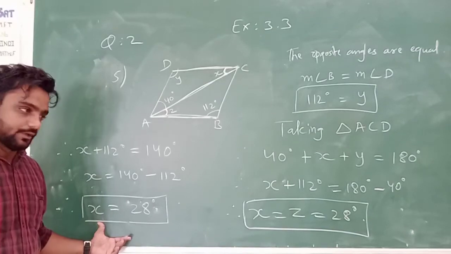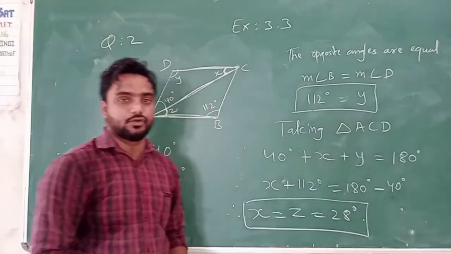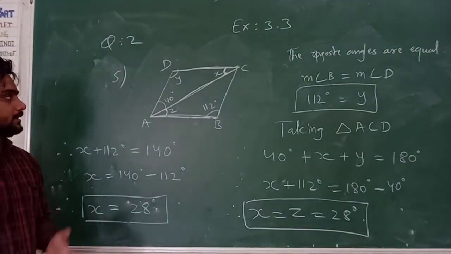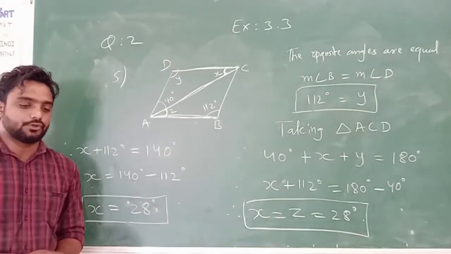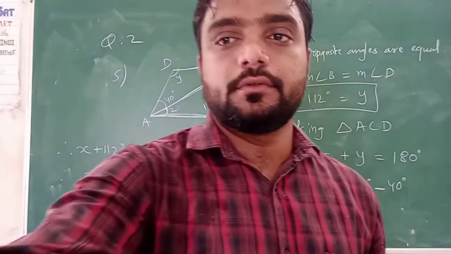So the value of x is 28 degree, the value of y is 112 degree, and the value of z is equal to 28 degree. Understand or not? Okay, so this is the solution of the fifth figure of the second question of exercise 3.3. Now proceeding further to the third question.